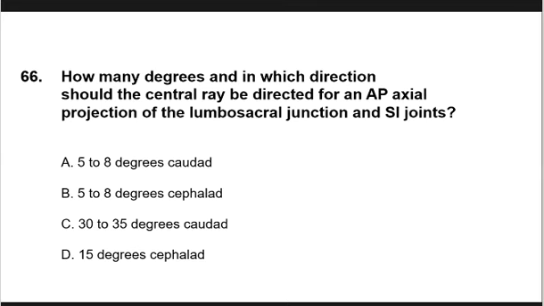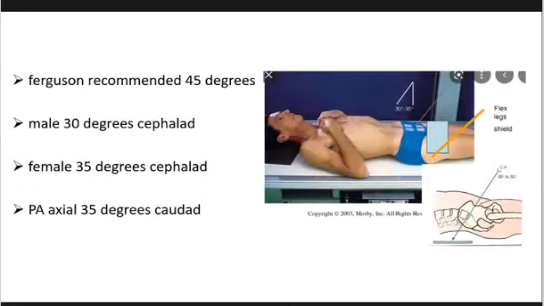So I repeat, for the AP axial projection of the lumbosacral junction and the sacroiliac joints, the central ray angulation is 30 to 35 degrees caudal. So 30 to 35 degrees caudal, that is the central ray angulation.